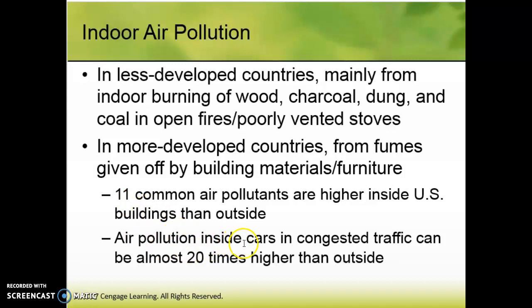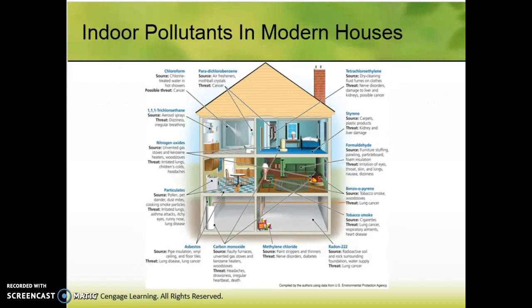Air pollution inside cars and congested traffic can be almost 20 times higher than the outside. If you've ever been in a car with someone that's smoking cigarettes, you've experienced that. Here's a list of the indoor pollutants in modern homes, and you'll see a lot of these. It would make sense why there would be a lot more inside than outside. Things like chloroform that we find in water. Things like nitrogen oxides that we find in different household items. Particulates like pollen and things that build up in our fabrics, and asbestos that's in tiles and some ceiling tiles and things like that.